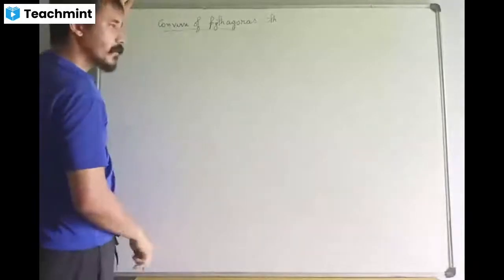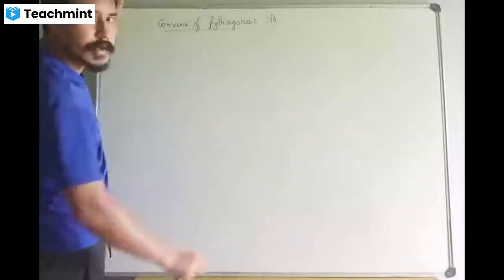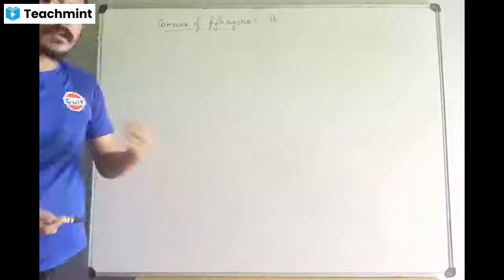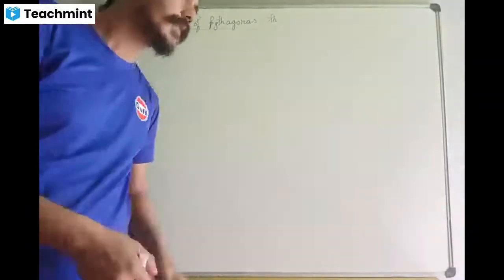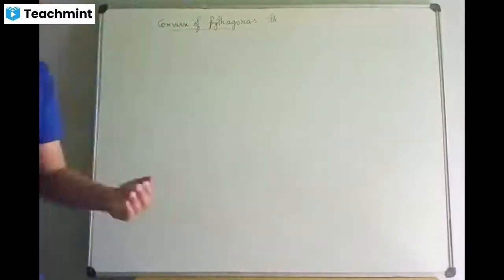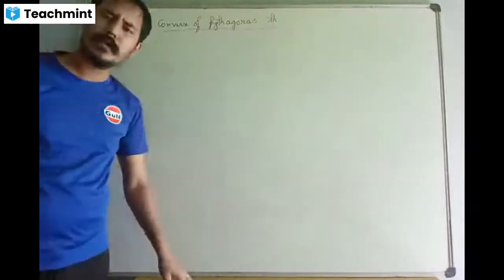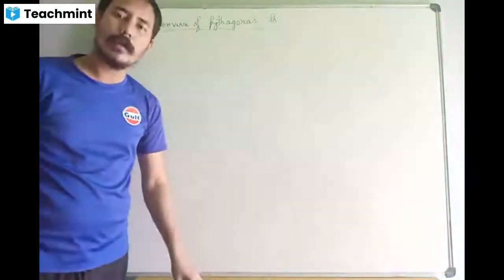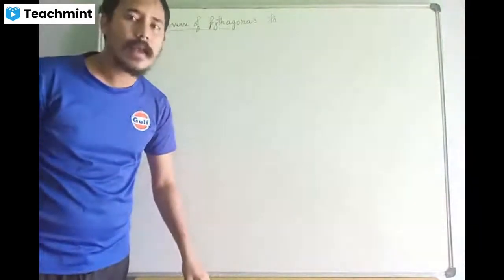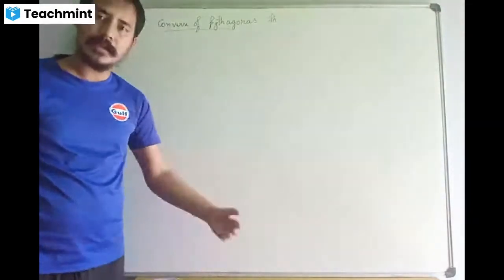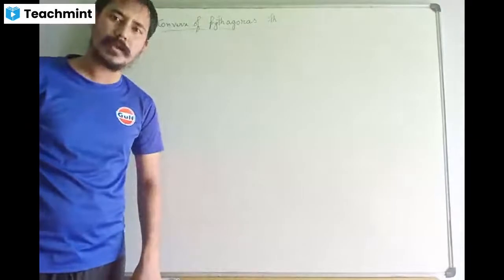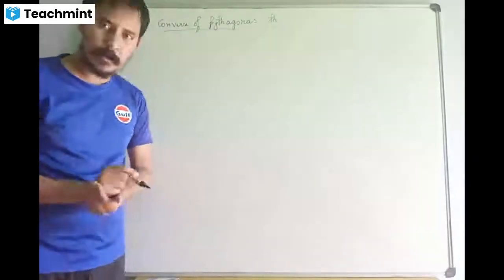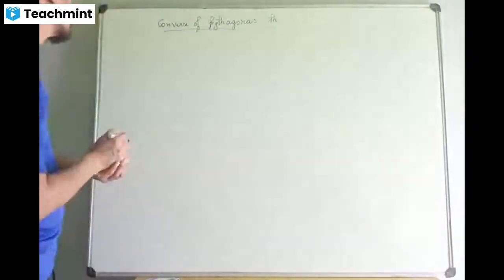So converse of Pythagoras theorem says that in a triangle, if the square on one side is equal to the sum of squares on the other two sides, then the angle opposite to the longest side is a right angle. Okay, so that is the statement of the theorem. I will write it on the board. Okay, you can follow it up.